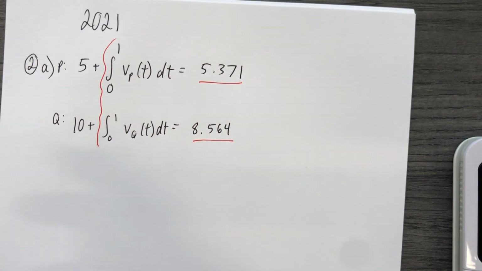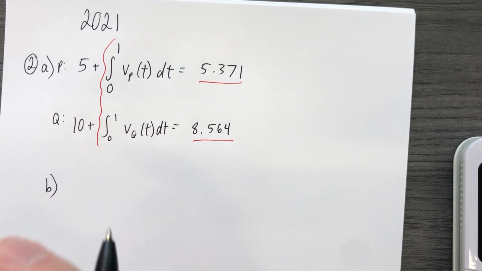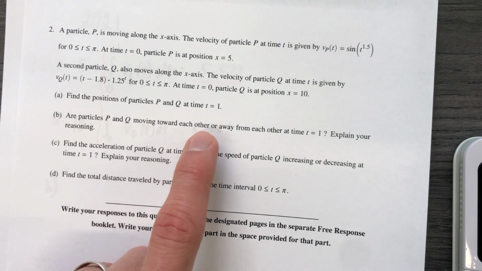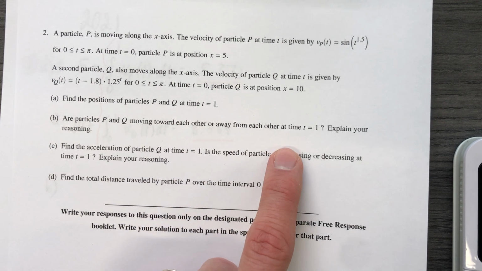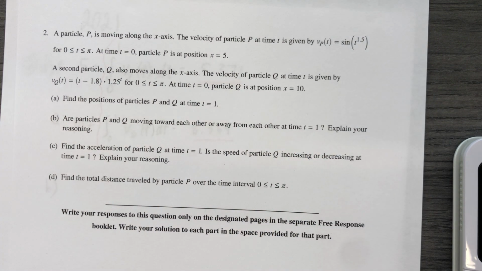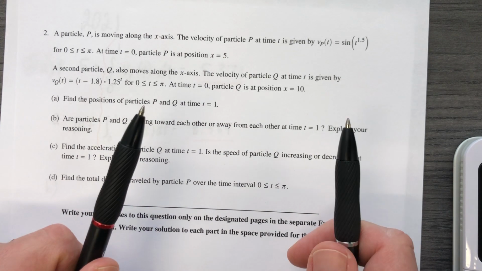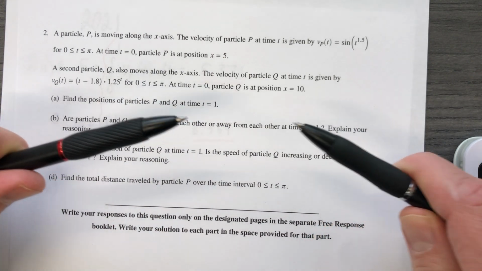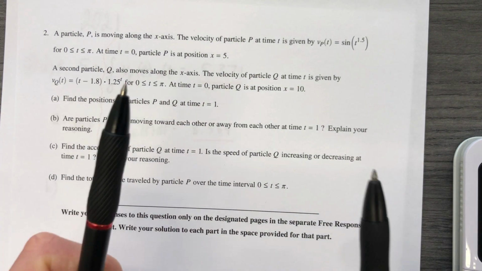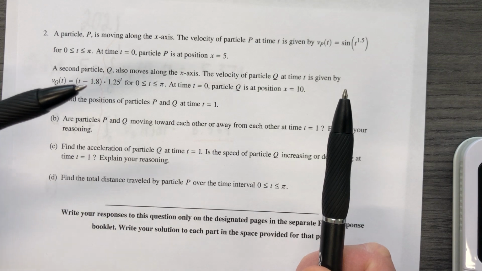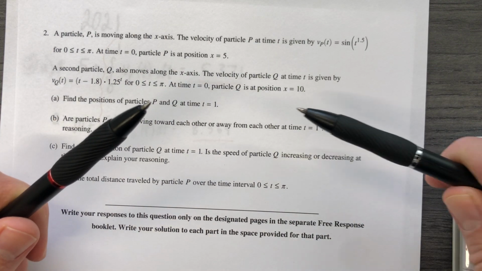Okay, part B. This is where things get a little bit tricky, so let's read carefully. Are particles P and Q moving toward each other or away from each other at t equals 1? Explain your reasoning. Okay, so let's think about it logically. Here's P, here's Q. They will be moving toward each other if P is to the left of Q, and P is traveling to the right while Q is traveling to the left.